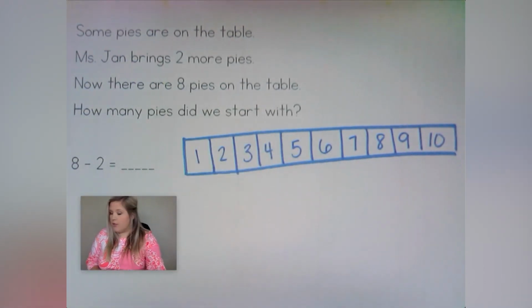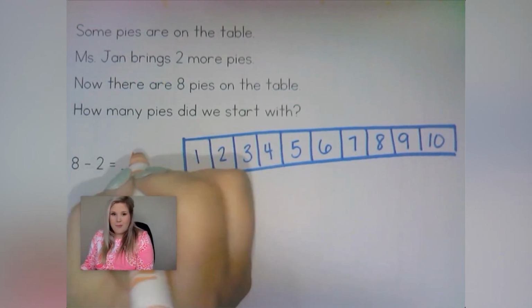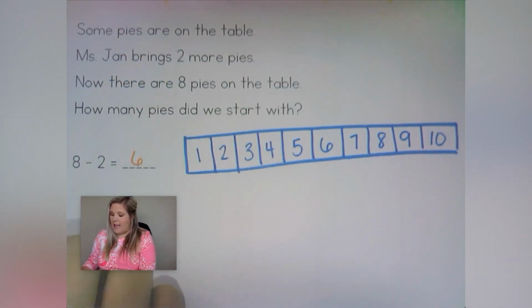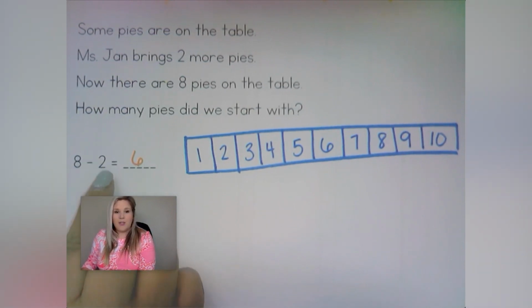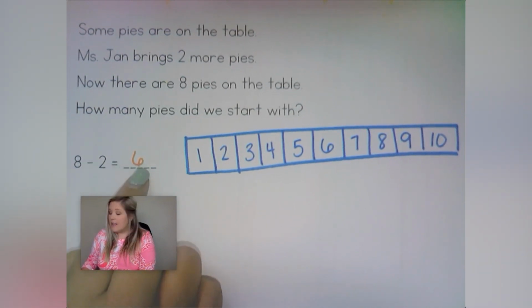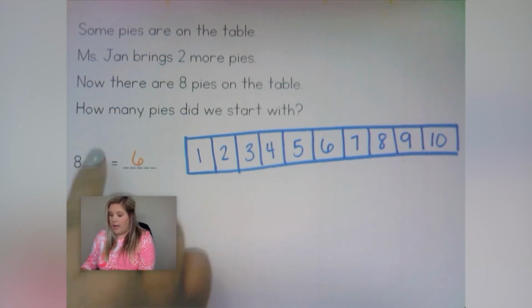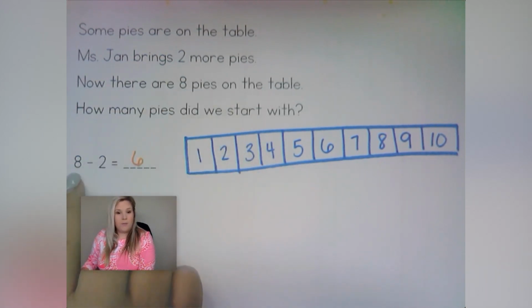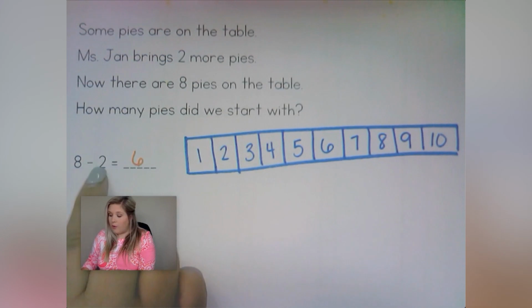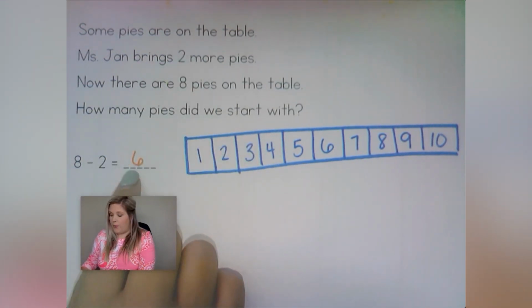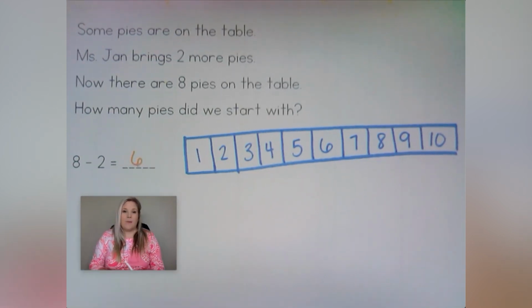So I'm going to write the number 6 again, and let's read our equation. 8 minus 2 equals 6. And we know that because there were 8 pies on the table. And before Jan brought 2 pies, so we took them away, we were able to find that there were 6 pies on the table at the beginning.